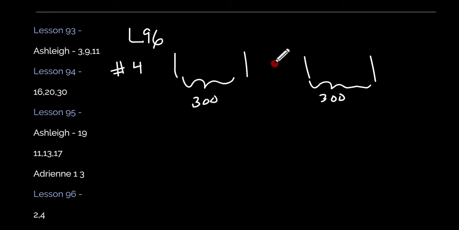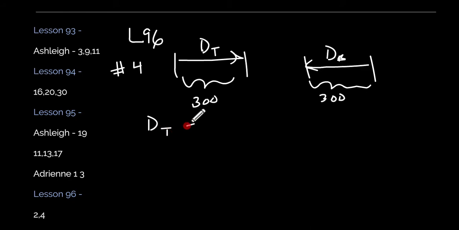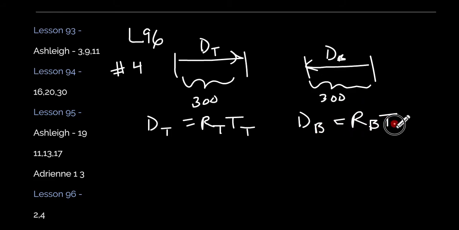All right, so what variables are we going to use here? I'm just going to call the trip there distance t, and this one the distance back. Let's make up our equations. This is distance t equals rate t times time t. This is distance back equals rate back times time back.